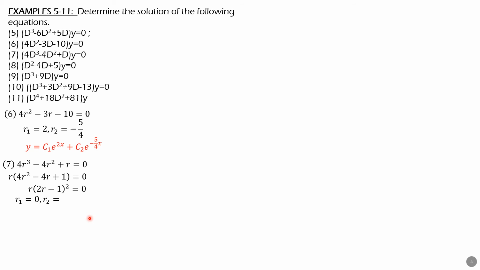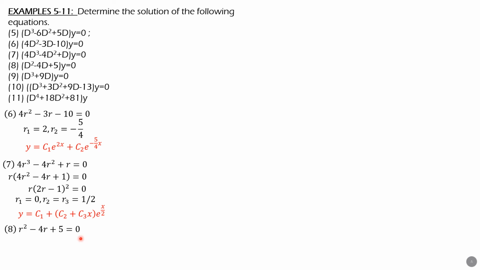And since the other root is repeated, then for r1, y equals c sub 1, plus we have c sub 2 plus c sub 3 x, times e to the 1/2 x, or e to the x over 2. So the solution is y equals c sub 1 plus quantity c sub 2 plus c sub 3 x times e to the x over 2. Number 8, let's transform that into r squared minus 4r plus 5 equals 0.